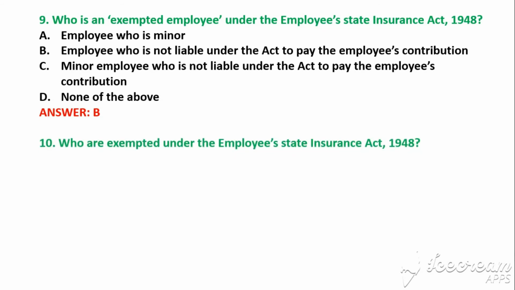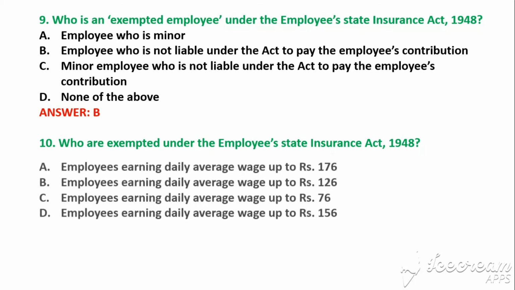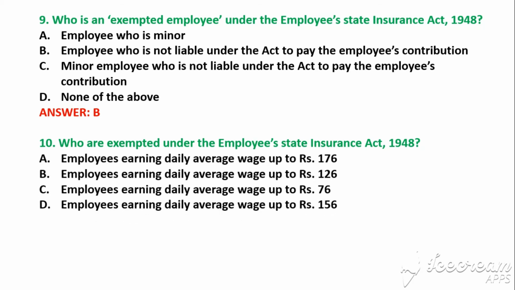Who is exempted under the Employee State Insurance Act 1948? The options are employees earning daily average wage up to Rs 176, 126, 76, 156. Which one is right? Yes, absolutely. A is the right answer. Employees earning daily average wage up to Rs 176.